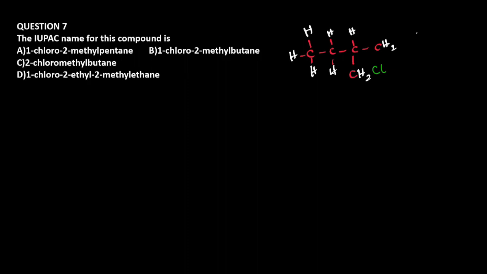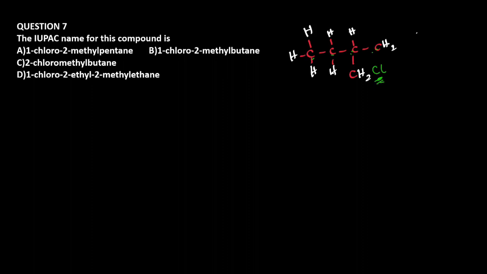Alright, so the IUPAC name for this compound is, pause this video and attempt it. Welcome back. Look at this. It's very tricky, but it's also simple. We can pick 1, 2, 3, 4. But if I'm picking 1, 2, 3, 4, how can we name this stuff? How can we name this guy?